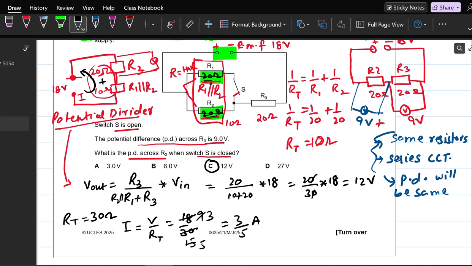But we have to find the voltage here. So you are going to apply now V is equal to IR. So calculation is increasing. When the steps increase, chances of calculation error increase. So 3 by 5 times 20 ohm. So 5 with 1, 5 with 4, it comes out 12 volt. So the result is same.